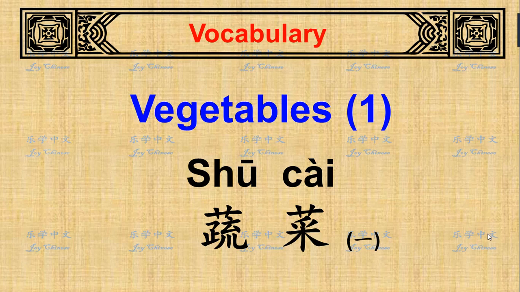From this video, I start to introduce vegetables. Say in Chinese, 蔬菜, 蔬菜. This one is very hard to pronounce.